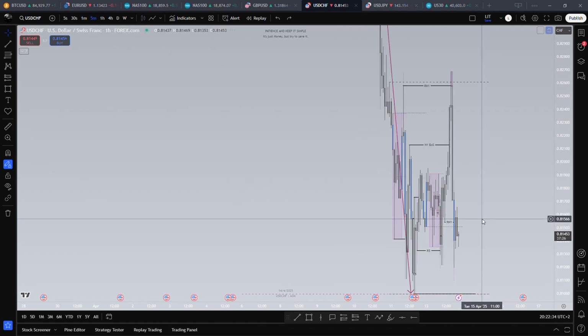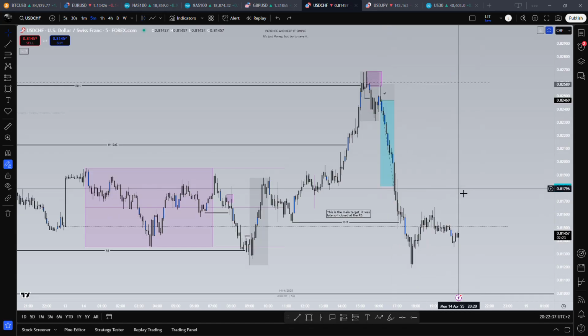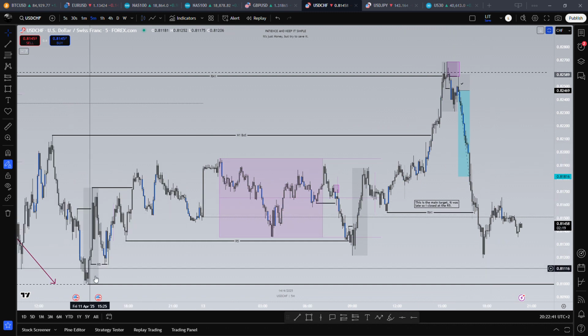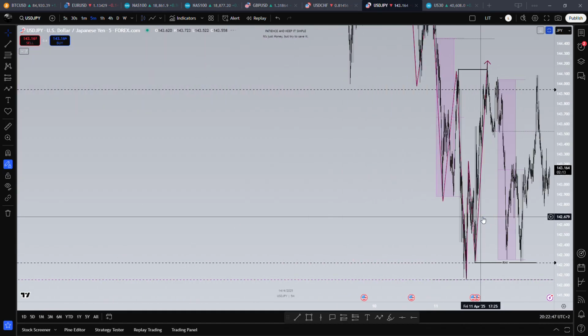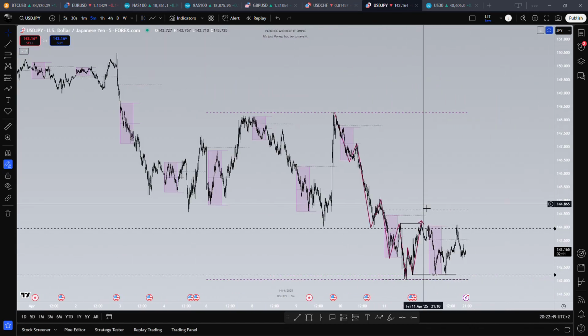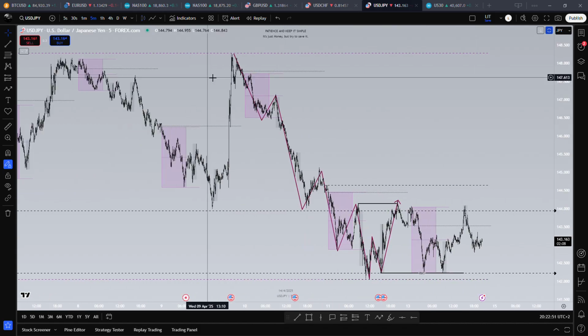And well, it's okay. I'm okay with 12544, and yeah, that's it. Here I was explaining what's relevant liquidity. Then on USD JPY, we have the same.